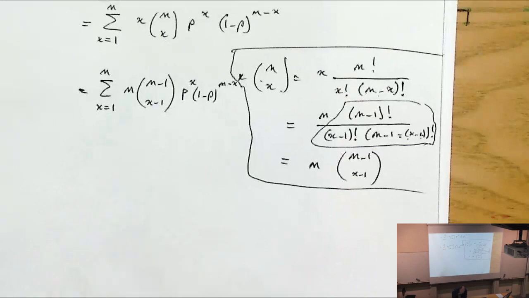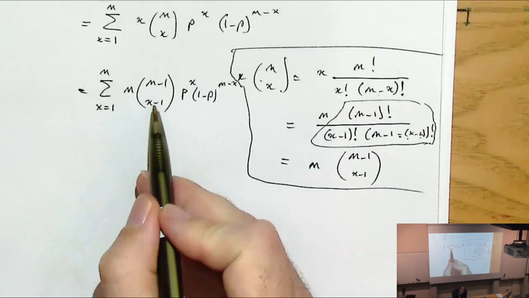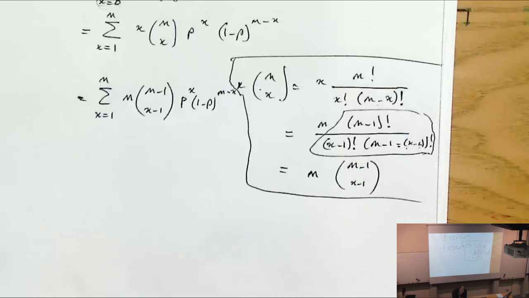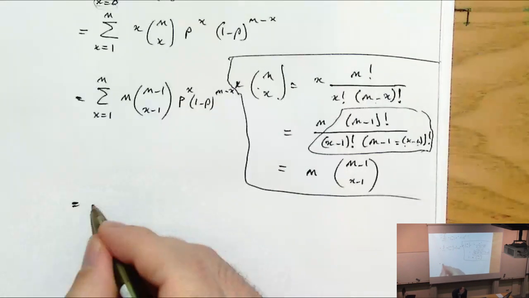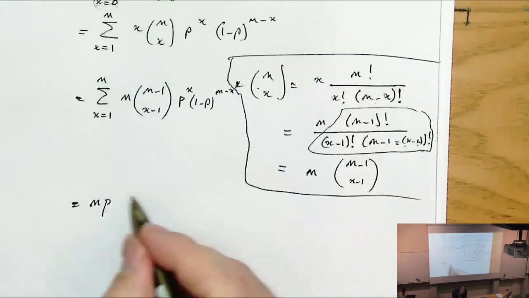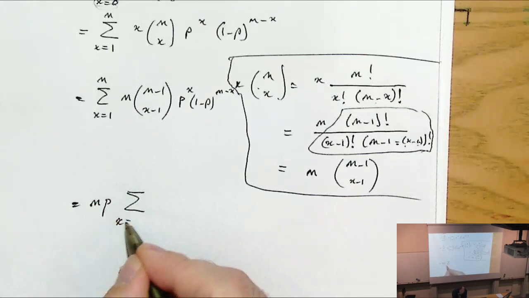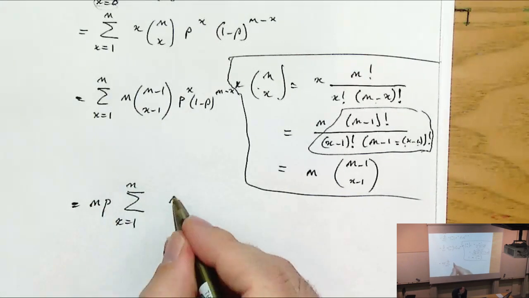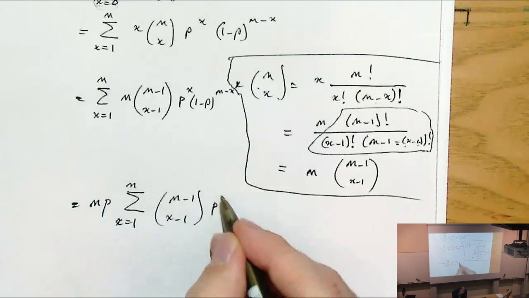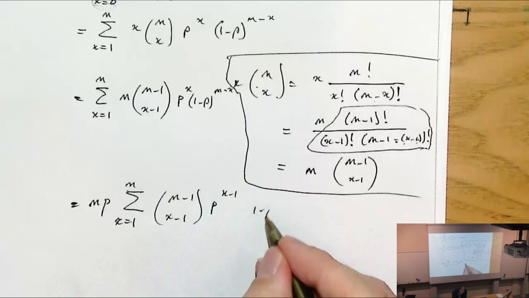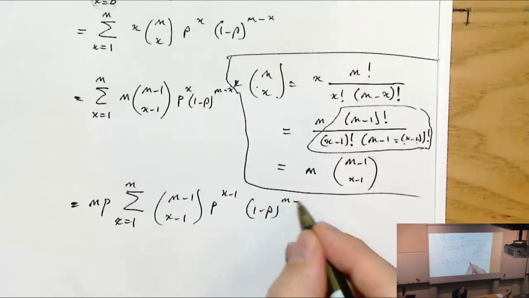Good, so let's write this a little bit differently. You see I have some x minus 1 here, so it would be good to have some x minus 1 there. So I'm writing this as n and p, bringing p outside. Sum for x equal to 1 to n of n minus 1, x minus 1, p to the x minus 1, 1 minus p, n minus x.